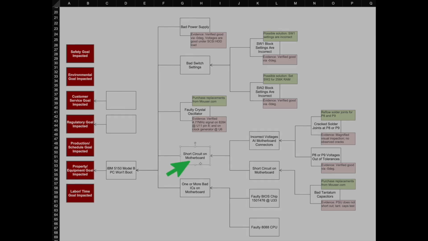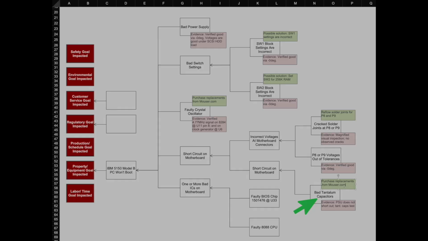Next thing up, we could have a short on the motherboard, and so we might see that as incorrect voltages at the motherboard connector, right? That's the connector at P8, P9. So we have a couple things that could be going on there as well. Or there could be a short on the motherboard, which could lead to something like a bad tantalum capacitor. I'm going to be incapacitated by the time we're done with this. We could have a bad tantalum capacitor in here as we go through.